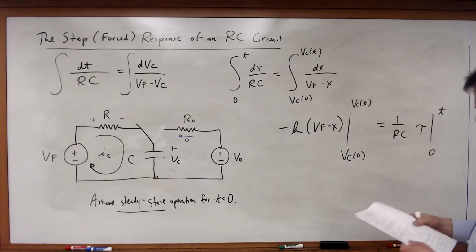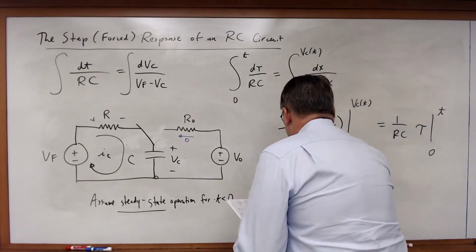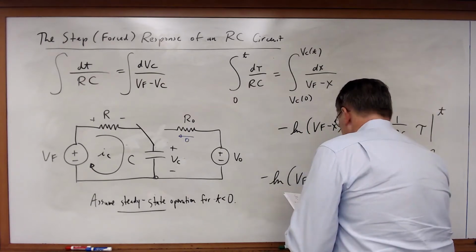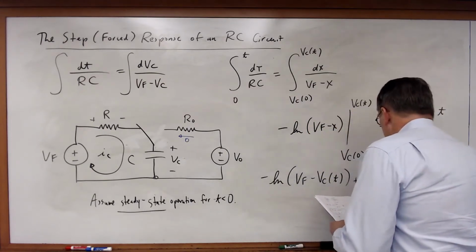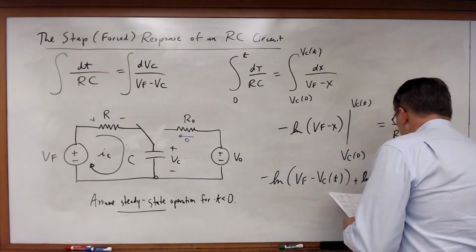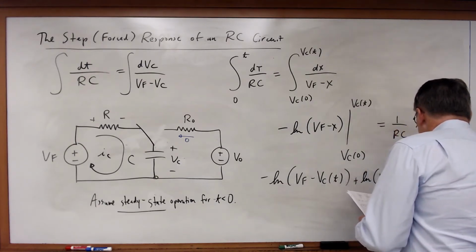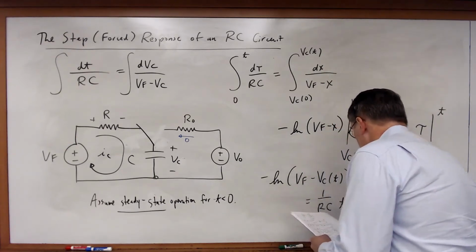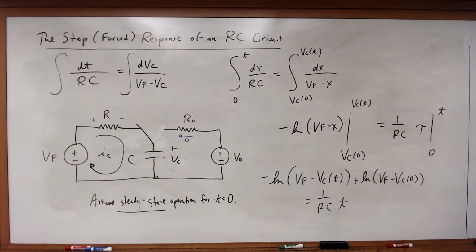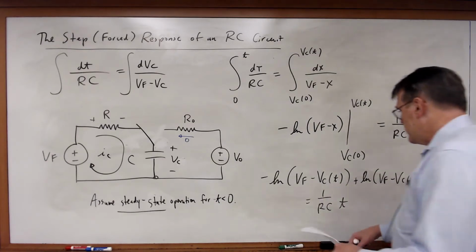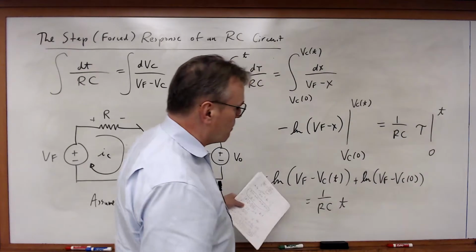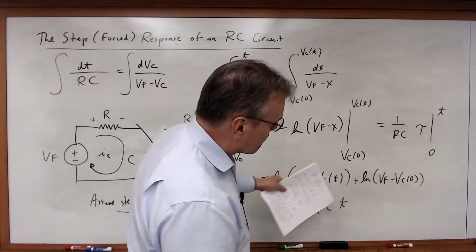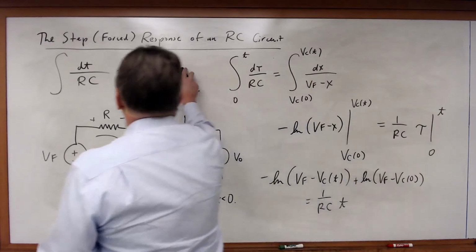And now I evaluate these two, and what I'm going to get is minus natural log of Vf minus Vc of t plus the natural log of Vf minus Vc at 0 is equal to 1 over RC times t. And now I'm once again going to combine the natural logs together, knowing that the difference between two logs is the same as the log of the ratio of the two values. And so I can rewrite that.